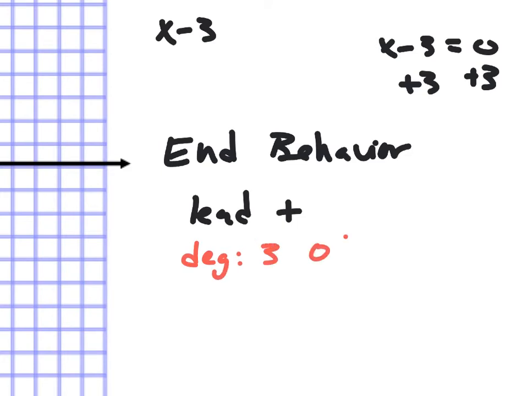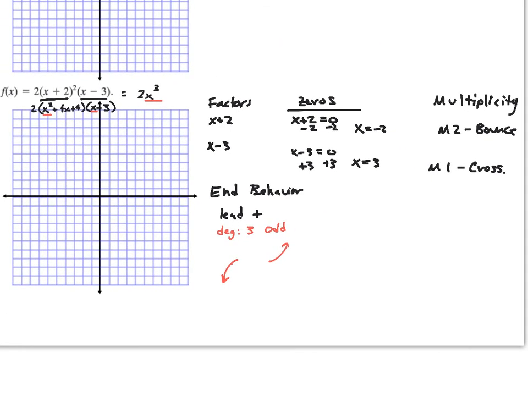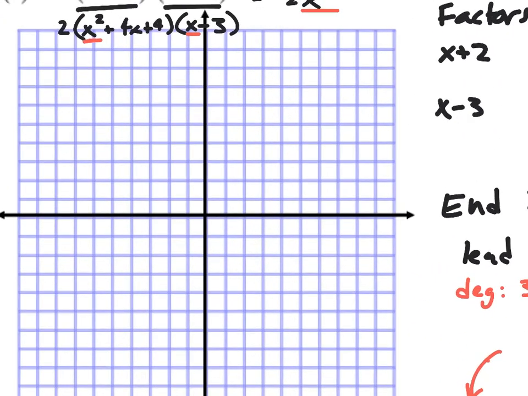My degree is odd. So my end behavior is going to go down to the left and up to the right. So what I'm going to do here is put all this stuff together. First things first, I need to label where my zeros are. So I've got negative 2 and 3. I'm going to plot those here at negative 2 and positive 3. Now, the one thing I know is that I'm going to have my end behavior go like this.